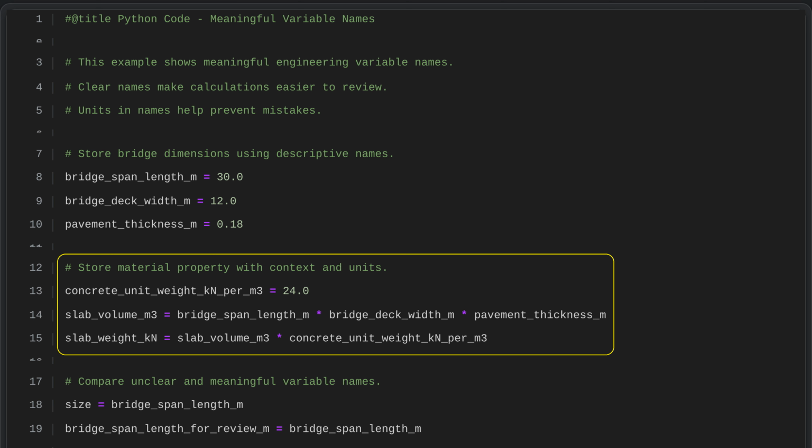Use a concrete unit weight of 24 kilonewtons per cubic meter to estimate the slab load. First, find the slab volume by multiplying the bridge span length, deck width, and pavement thickness. Then multiply that volume by the unit weight. The result is the slab weight in kilonewtons, which is used in structural analysis and design.